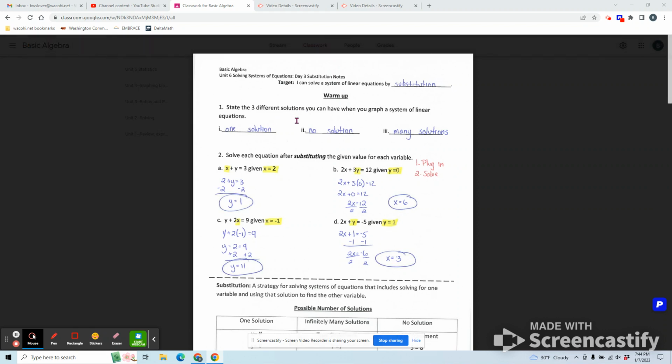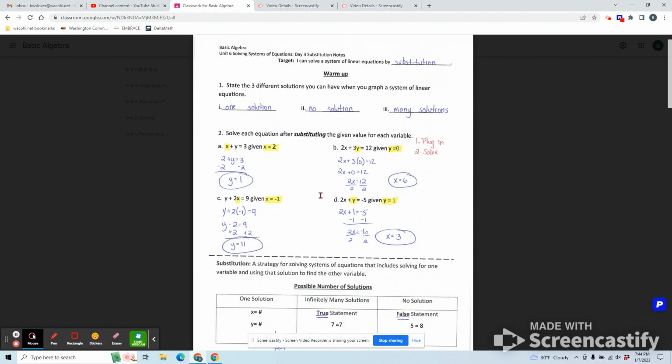You're going to state the three different solutions you can have when you graph a system of linear equations. So there's one solution, meaning our two lines would intersect once. There is no solution, meaning our two lines are parallel and never intersect. And there are many, or infinitely many, solutions, where the two lines are the exact same. So any ordered pair that you pick that's on the line would make both equations true.